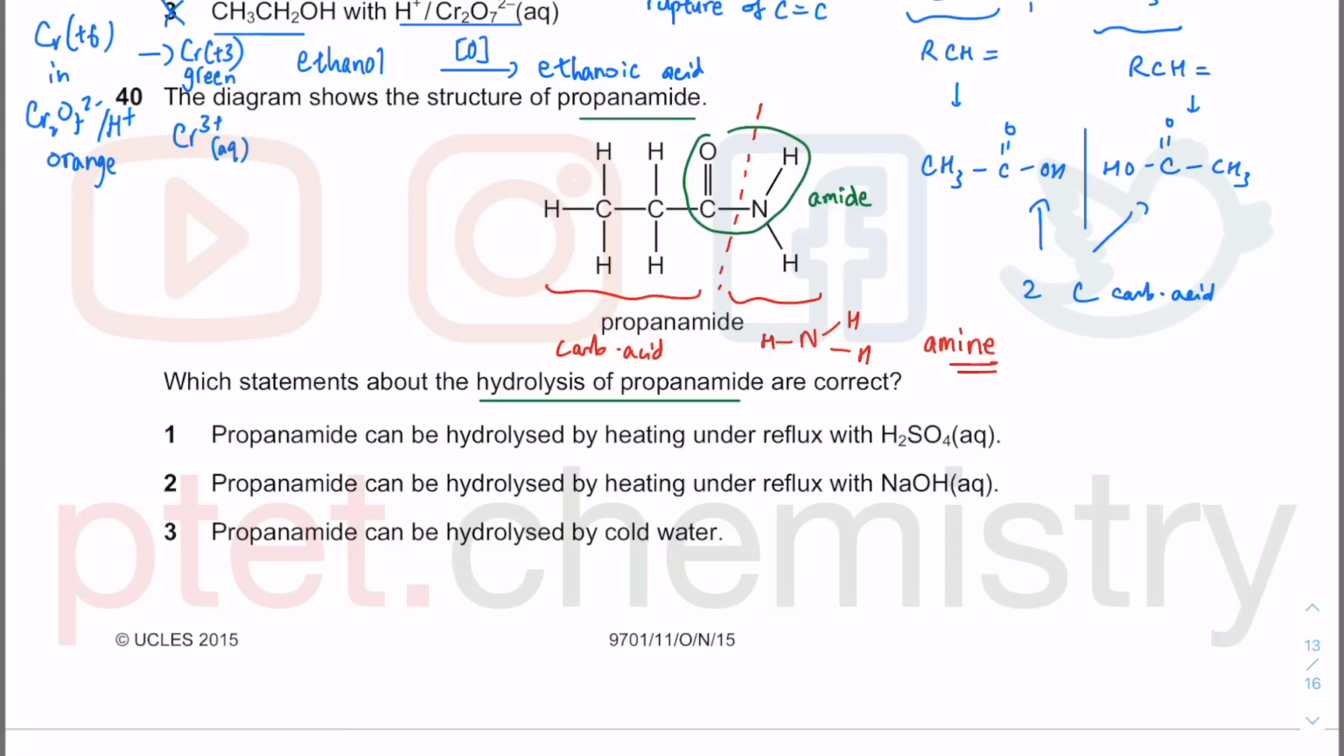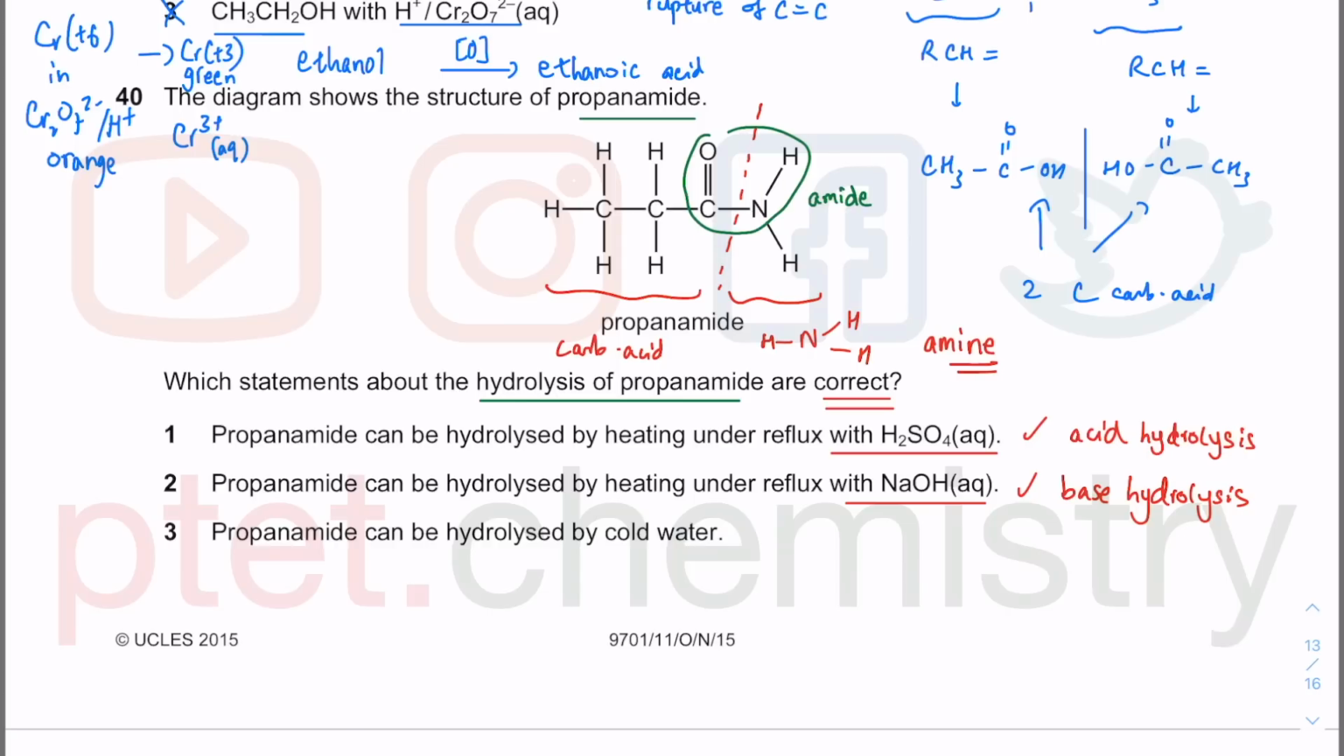Now looking at option number 1, since they want the correct statement, propanamide can be hydrolyzed under reflux with NaOH. Yes, this is called base hydrolysis. Just like you could do base hydrolysis of ester, you could also do it for amide, you could also do it for nitriles. Option 2, can be hydrolyzed by heating with aqueous H2SO4. Yes, that is called acid hydrolysis. You could get acid hydrolysis of esters, nitriles, and also of amide.